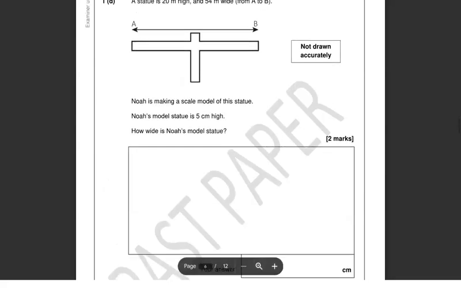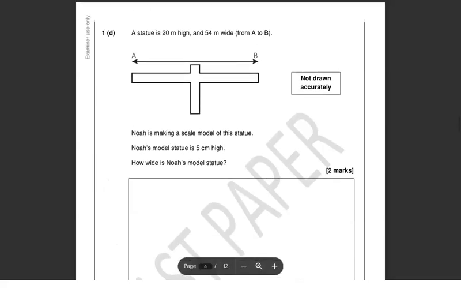That's it. So guys, Noah is making a scale model of a statue. Noah's model is 5 centimeters long. So how wide is Noah's statue? That one is also straightforward. To know the scale, it's going to be 54 divided by 20 times 5. That gives you 13.5.